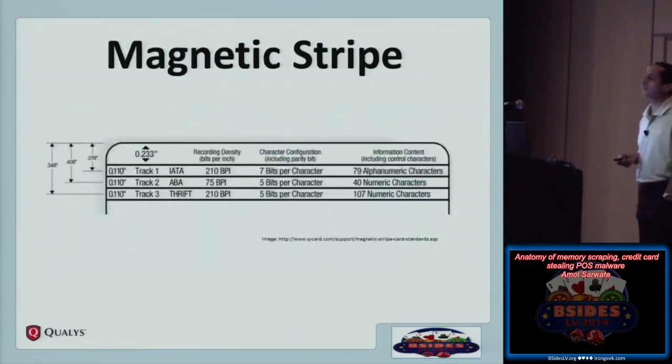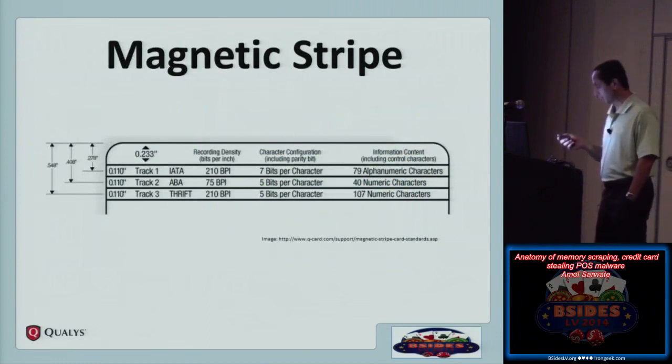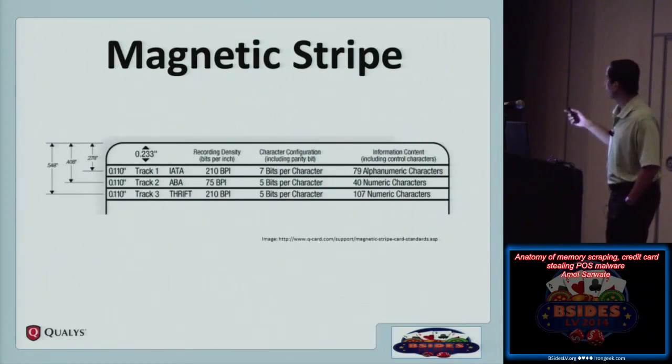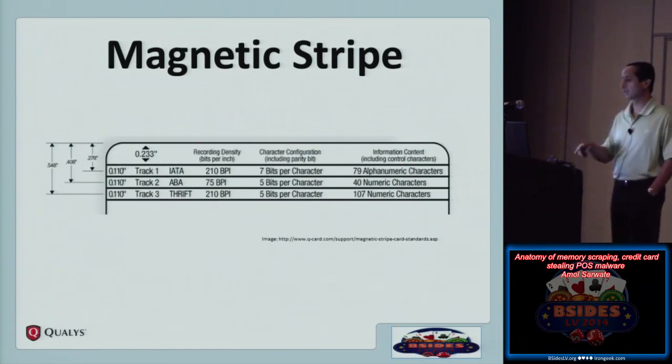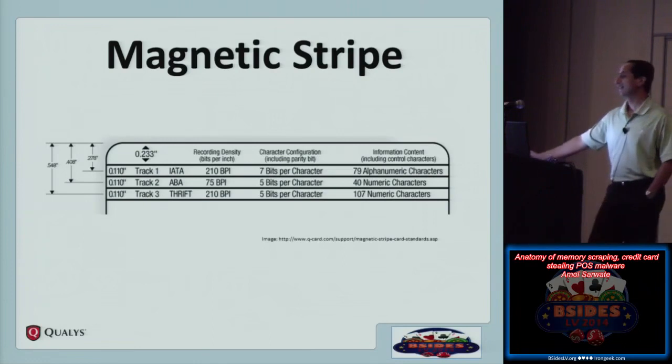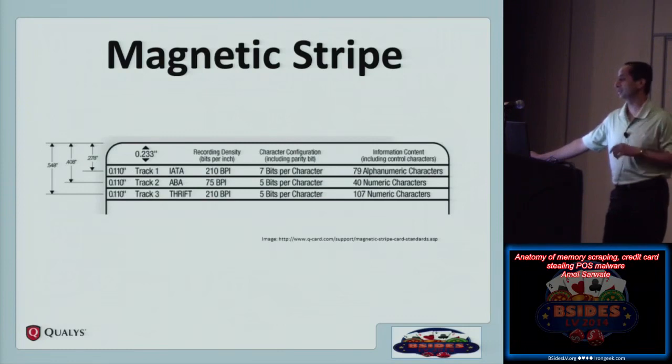Now let's take a look at the magnetic stripe. This image is from qcard.com. I didn't draw it. Thank you, qcard. A typical magnetic stripe has three tracks. You may already know about it, but let's go over this pretty quickly. Track 1 has 210 bits per inch, and this is what is on the back side of your card on the magnetic stripe. It stores 7 bits per character, which allows the banks to store 79 alphanumeric characters on track 1.